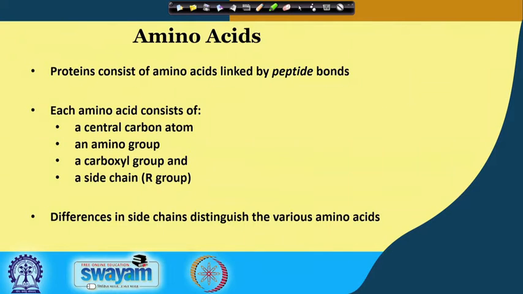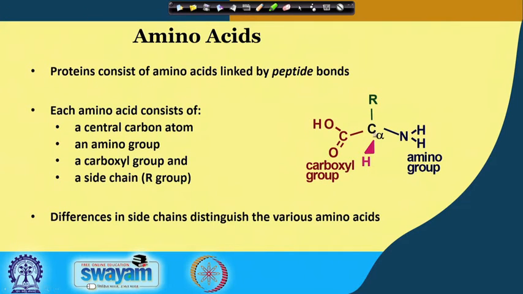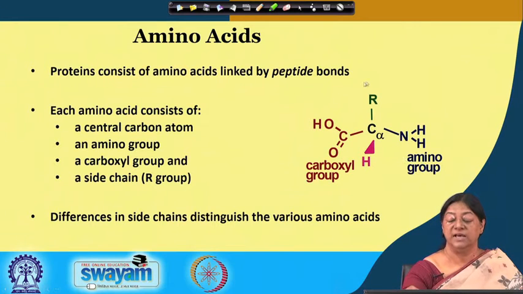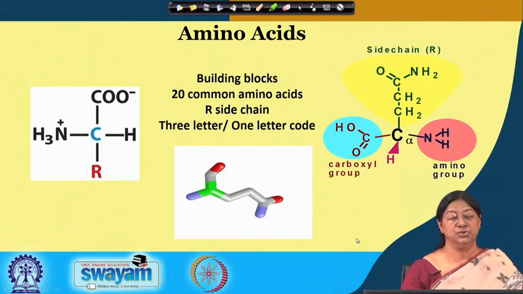We all know that these amino acids are the building blocks of proteins, where the amino acids are linked by peptide bonds. Each amino acid consists of a central carbon atom, a carboxylic group, an amino group and a side chain. Now, the differences in this R group, that is the side chain, result in the different types of amino acids known. So, these amino acids are the building blocks of proteins. We have 20 common amino acids.